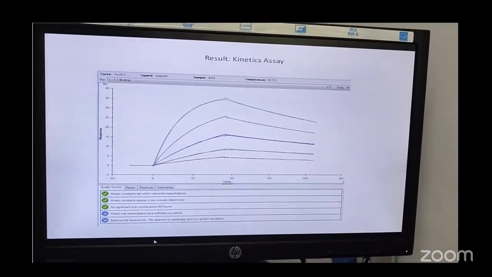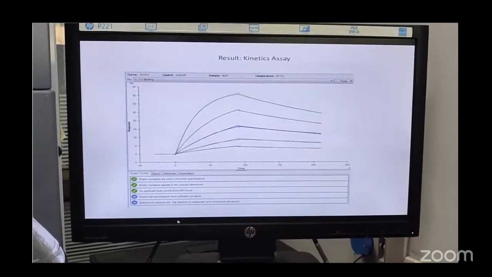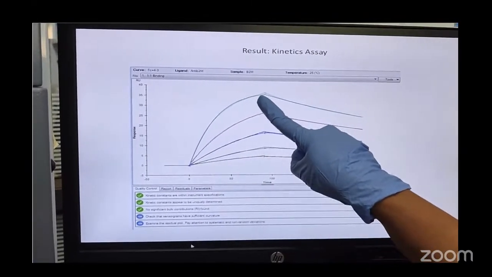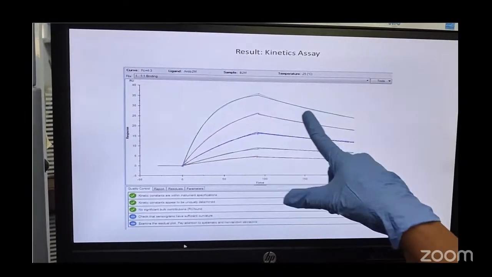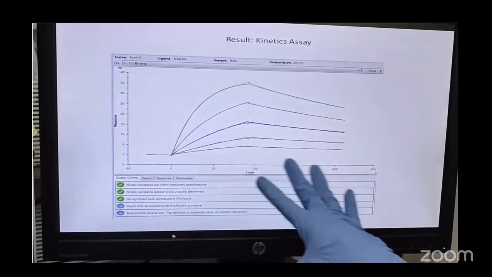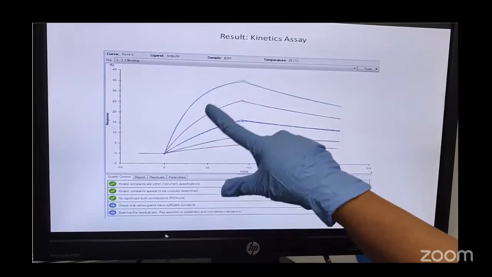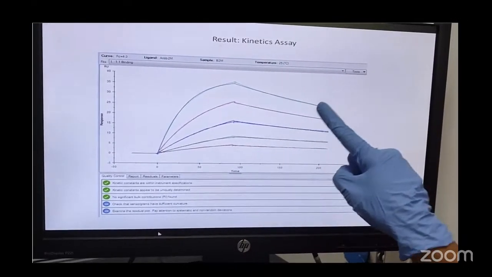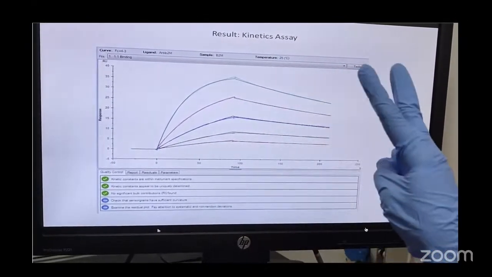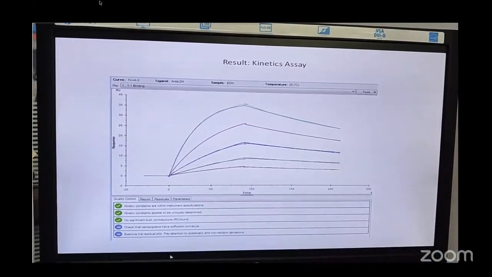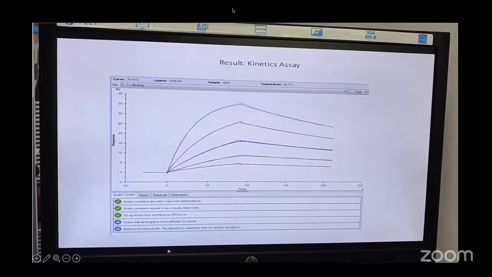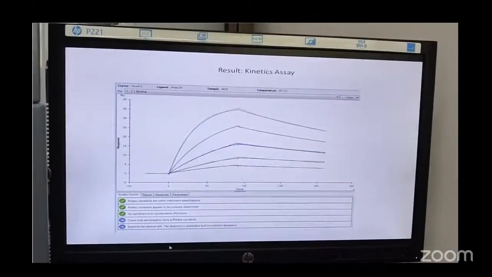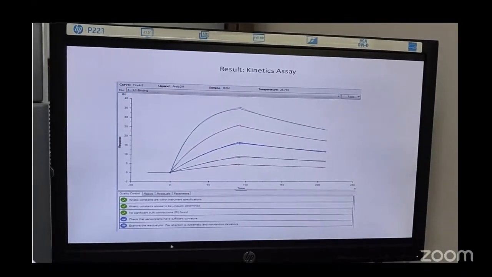Now, what do you get? When you pass your analyte, you will get the association. This is how the association looks, and then buffer will pass and you will get the dissociation. This will give you the association rate constant, Ka, and this will give you the dissociation rate constant, Kd, and their ratio will give you the equilibrium dissociation constant, KD. That means this will give you the strength of interaction. The stronger the interaction, the smaller the KD value.